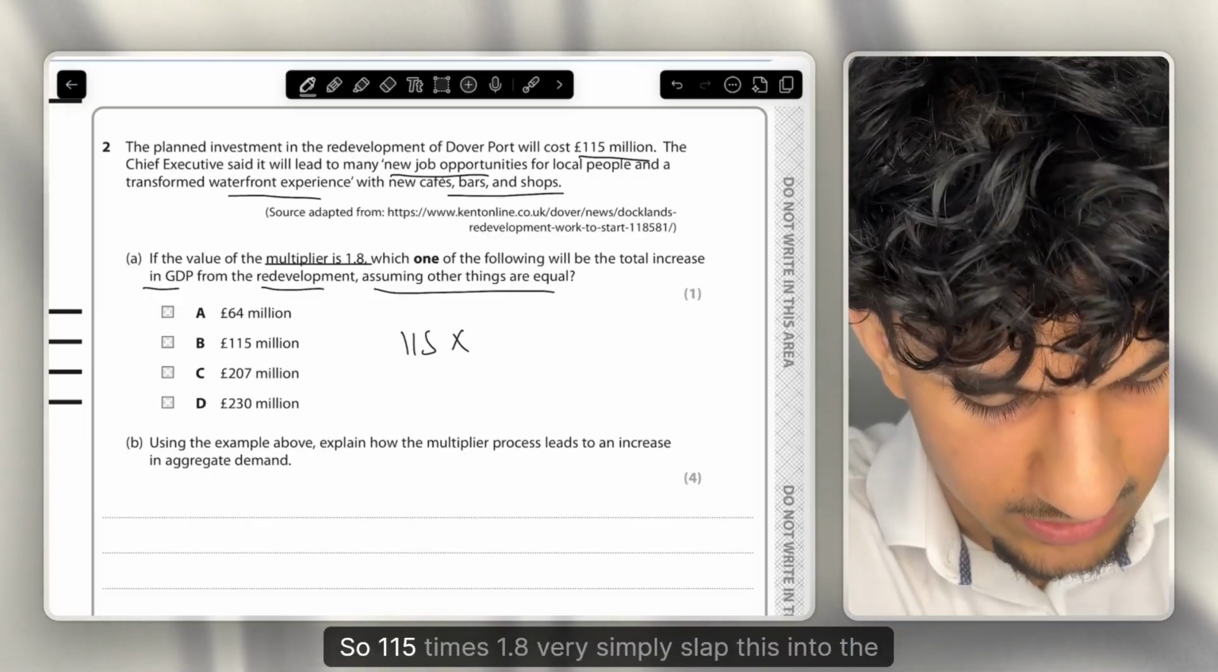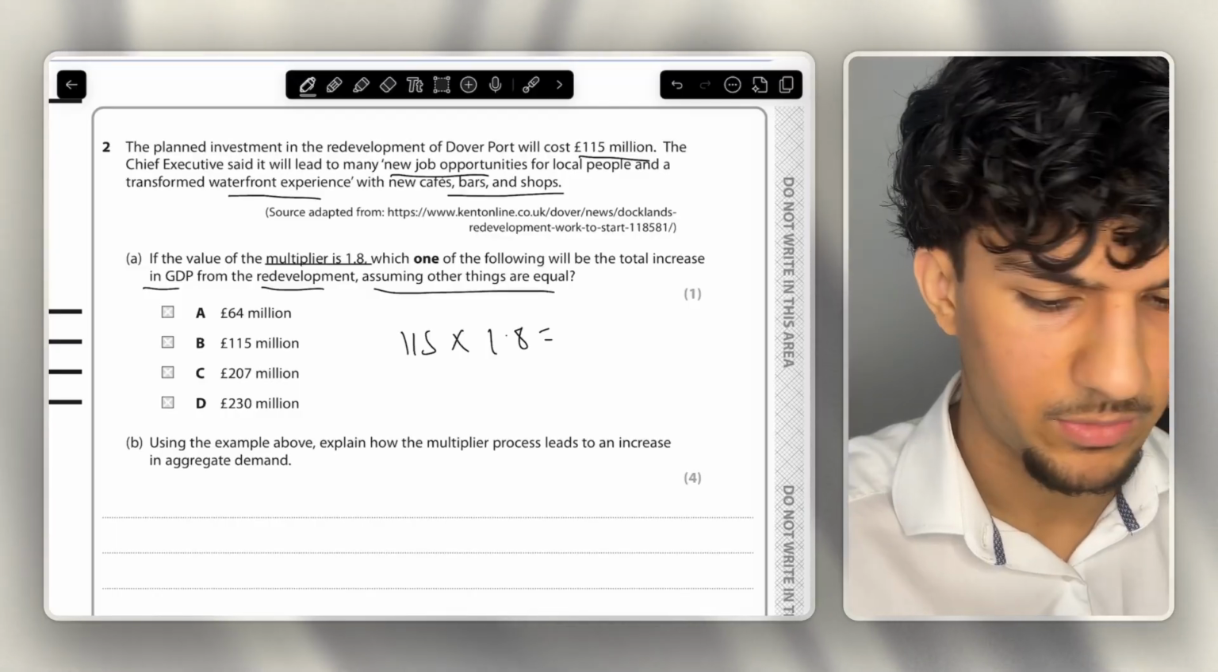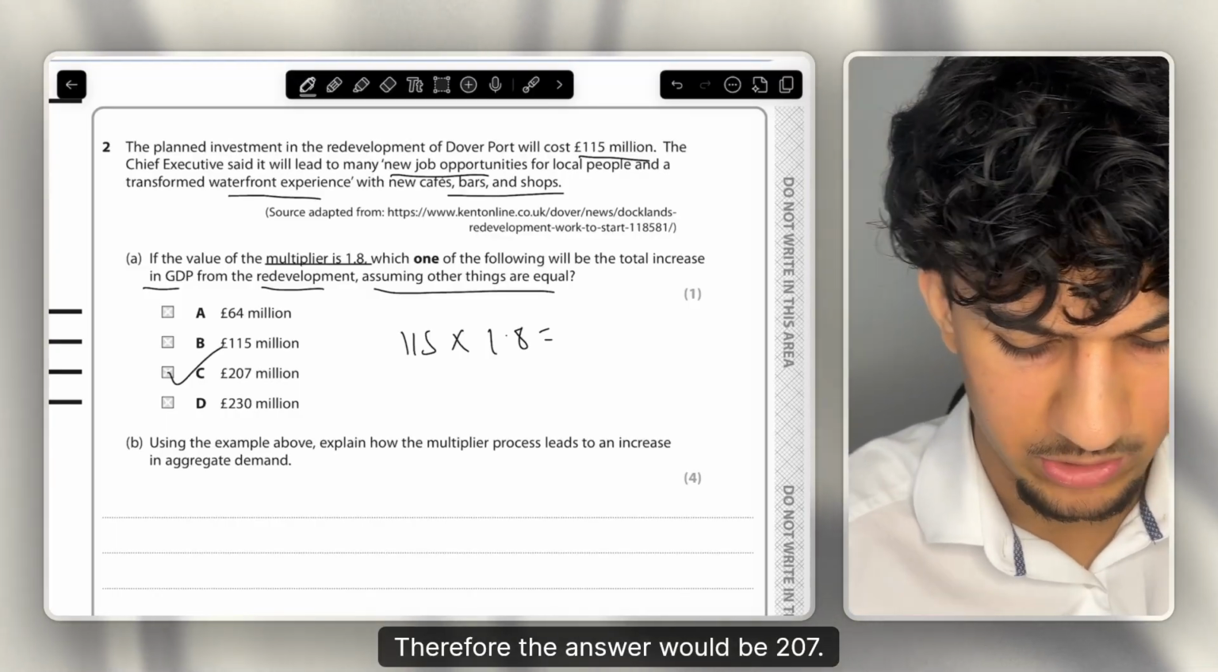How do we work this out? So 115 times 1.8, very simply. Let's slap this into the calculator. 115 times 1.8. That will give me 207, therefore the answer would be 207.